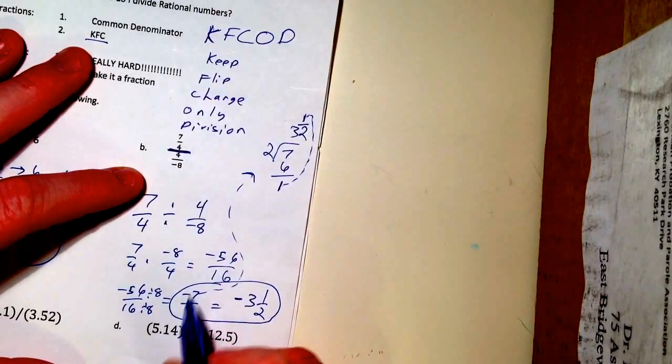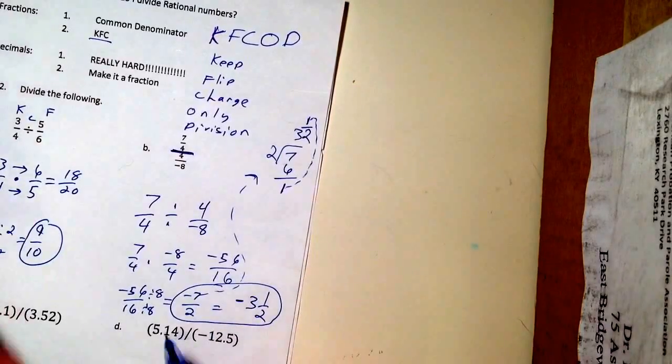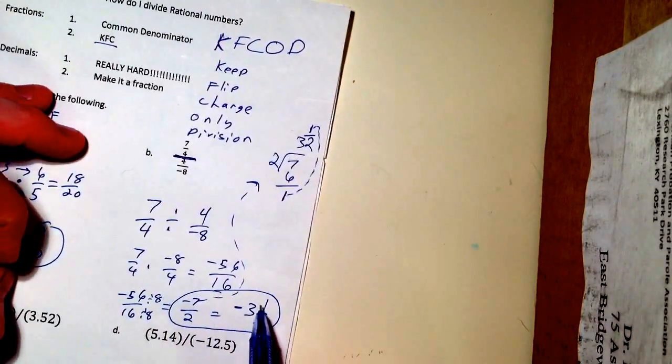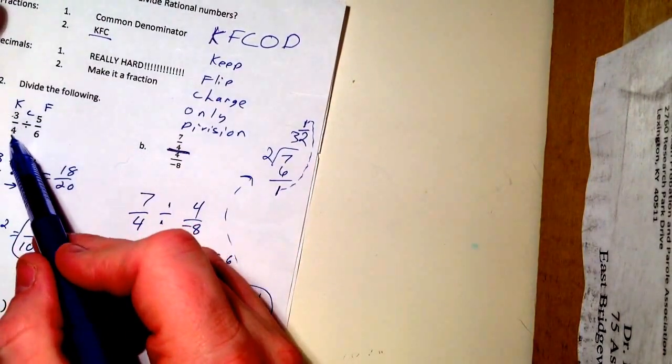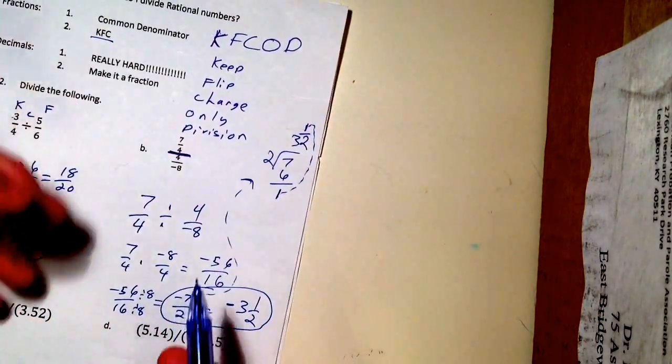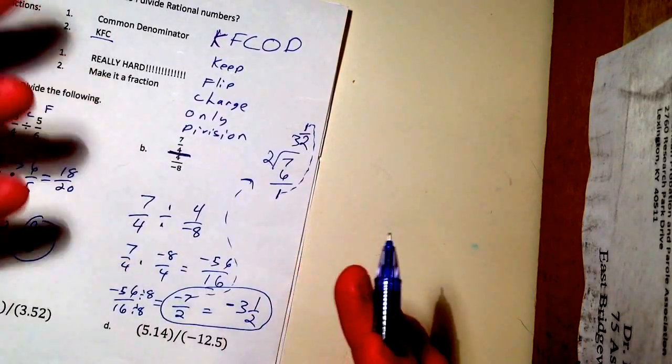This is an improper fraction. That doesn't mean it's wrong, it's just not proper. A proper fraction is going to be something like 3 over 4. Negative 7 over 2 is improper. I don't know what that means, it's just different.